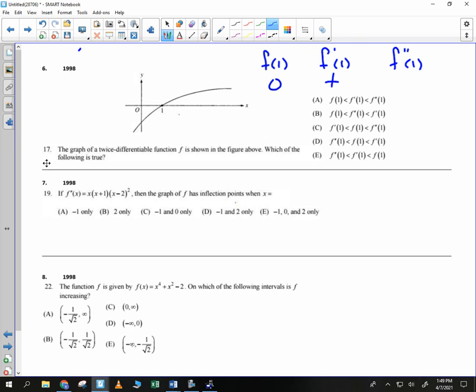F prime tells us whether you're increasing or decreasing. F double prime tells us concavity. Or in other words, if I were to draw these tangent lines, is the slope getting bigger or is it getting less? It's becoming less, right? That means the second derivative is negative. Or in other words, it's concave down. And so therefore, we know that that is negative. So as we put them in increasing order, you can tell F double prime is smallest, then F of 1, then F prime. The derivative shows whether it's increasing or decreasing.